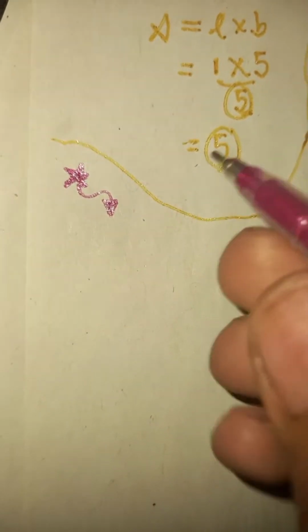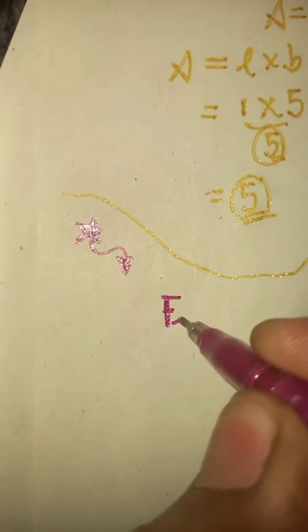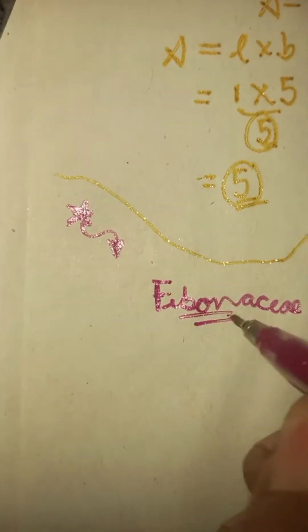Now I'm going to tell about different concepts. Here I start to tell how to find out different numbers. That is about Fibonacci numbers. If you take Fibonacci numbers, I'm going to tell how they arrive.